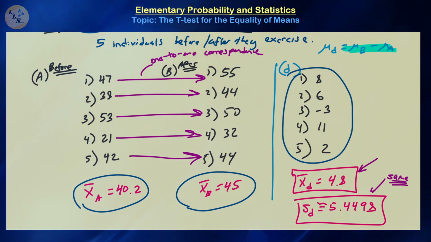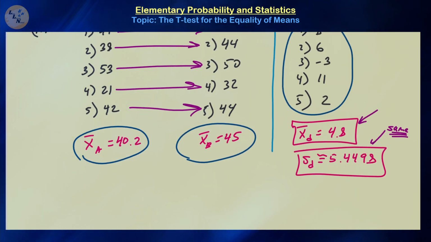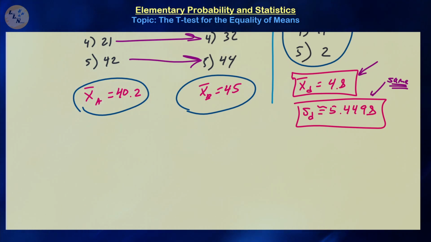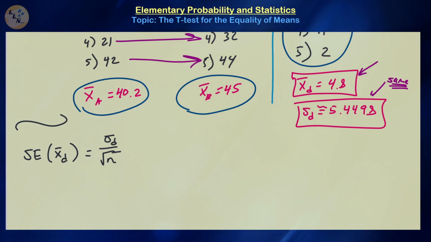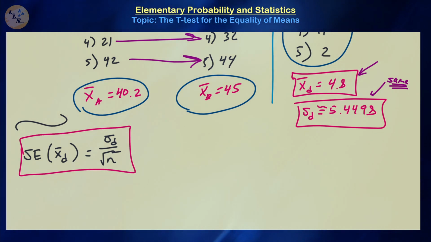Now we're going to look at the standard error associated with using x bar D as an approximation for mu D. Remember, let's just ignore the D for a moment and call it x bar. This is just equal to sigma divided by the square root of n. So if we replace x bar with x bar D and sigma with sigma D, then we get this particular form. So what is sigma D?